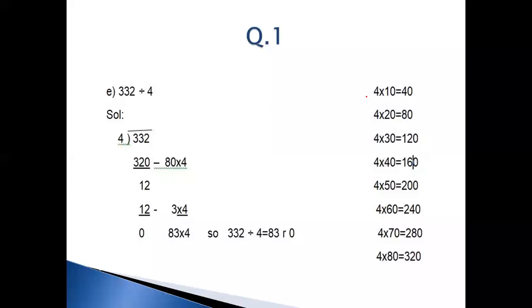Do the multiplication working in front of the question. 4 is the divisor, so we will take 4 and multiply it one by one with all the multiples of 10, and we will keep on multiplying until we get a number closer to the dividend, or less than or equal to the dividend. Again, you can see 4 multiplied by 10 is equal to 40, 4 multiplied by 20 is equal to 80, 4 multiplied by 30 is equal to 120.